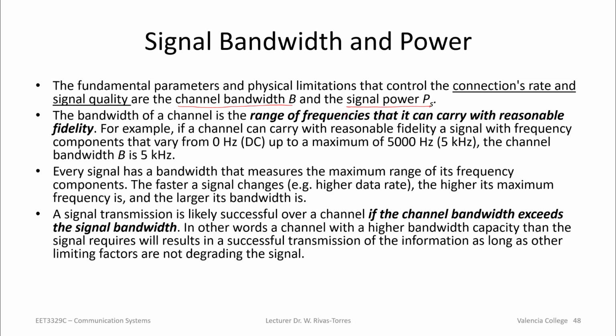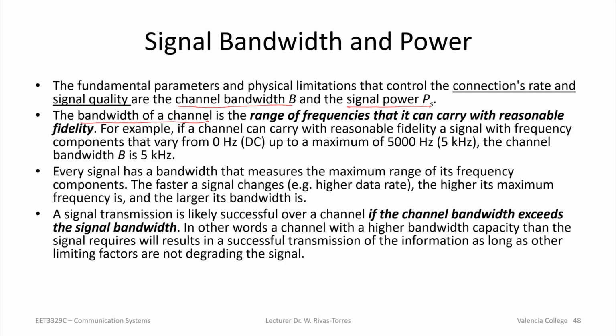So the bandwidth of a channel is, remember, the range of frequency. For the channel, we're talking about the range of frequency that it can carry with reasonable fidelity, right? It's not the same to send a signal of 1 megahertz than to send a signal of, let's say, 100 megahertz. You can send more information per unit time at 100 megahertz, but if your channel is corrupting your signal, it doesn't work.